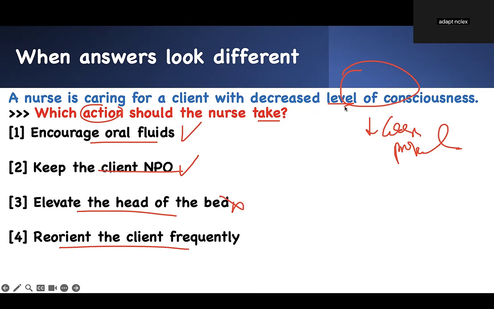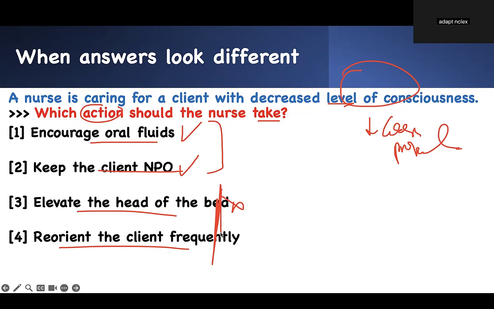How do you protect the airway? 2 answers are saying something different. One said feed, the other one said don't feed. This is your clue. This is your signal telling you one of them has to be right. Therefore, you have eliminated 3 and 4.